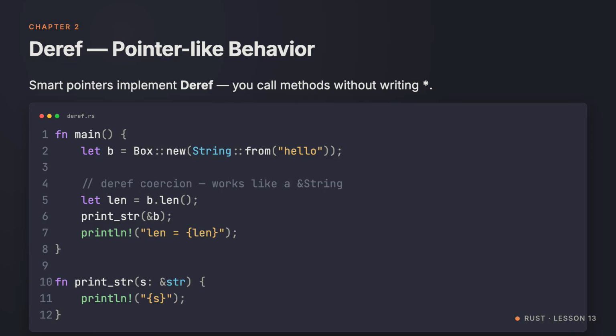This is called Deref coercion, and it's how a Box<String> can be passed to a function expecting an &str. Rust follows the chain of Deref implementations automatically. Box<String> derefs to &String, which derefs to &str, and Rust threads all of that together when you make a function call. You can implement Deref on your own types to get the same treatment, though for most application code, the smart pointers in the standard library already do it for you. Deref is a small but pervasive piece of what makes Rust's smart pointers feel ergonomic.